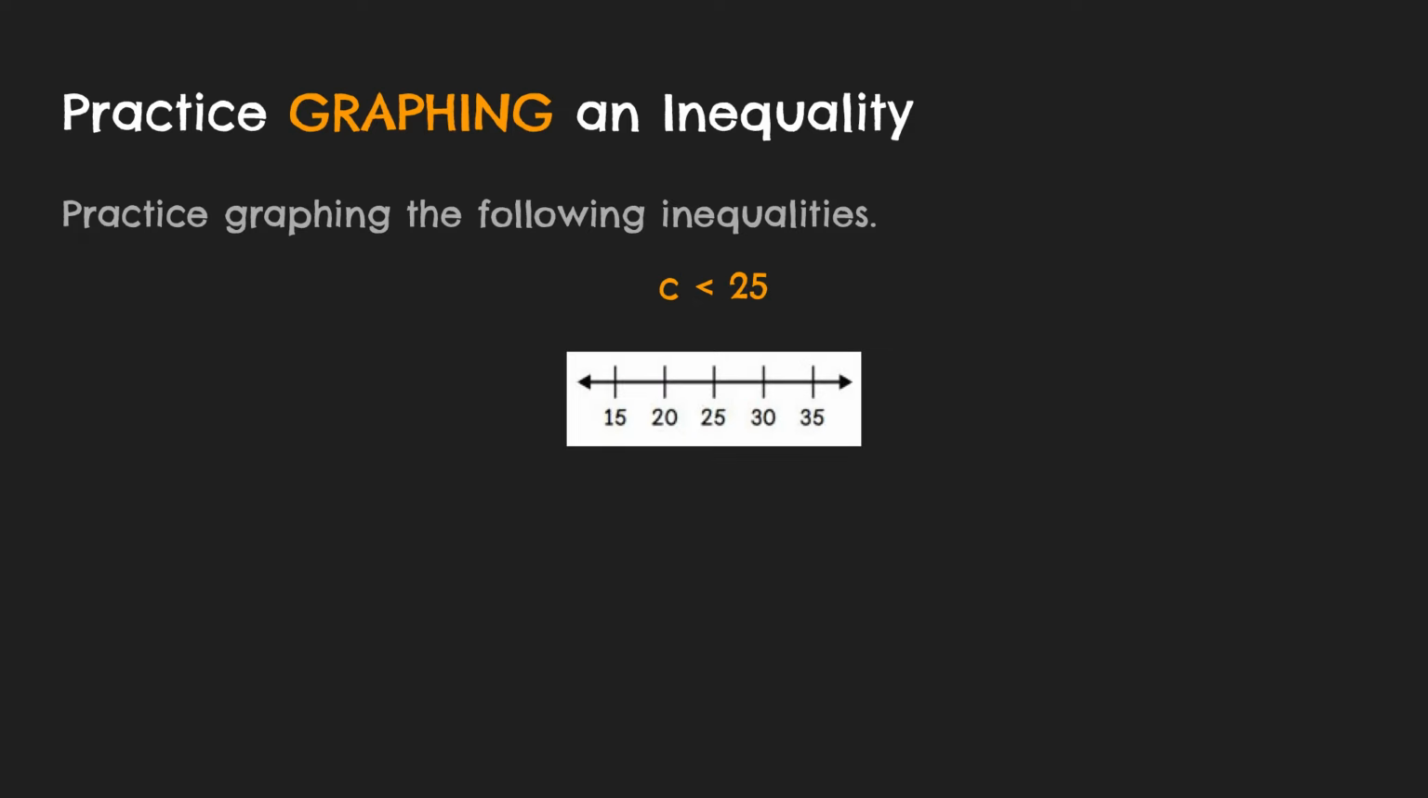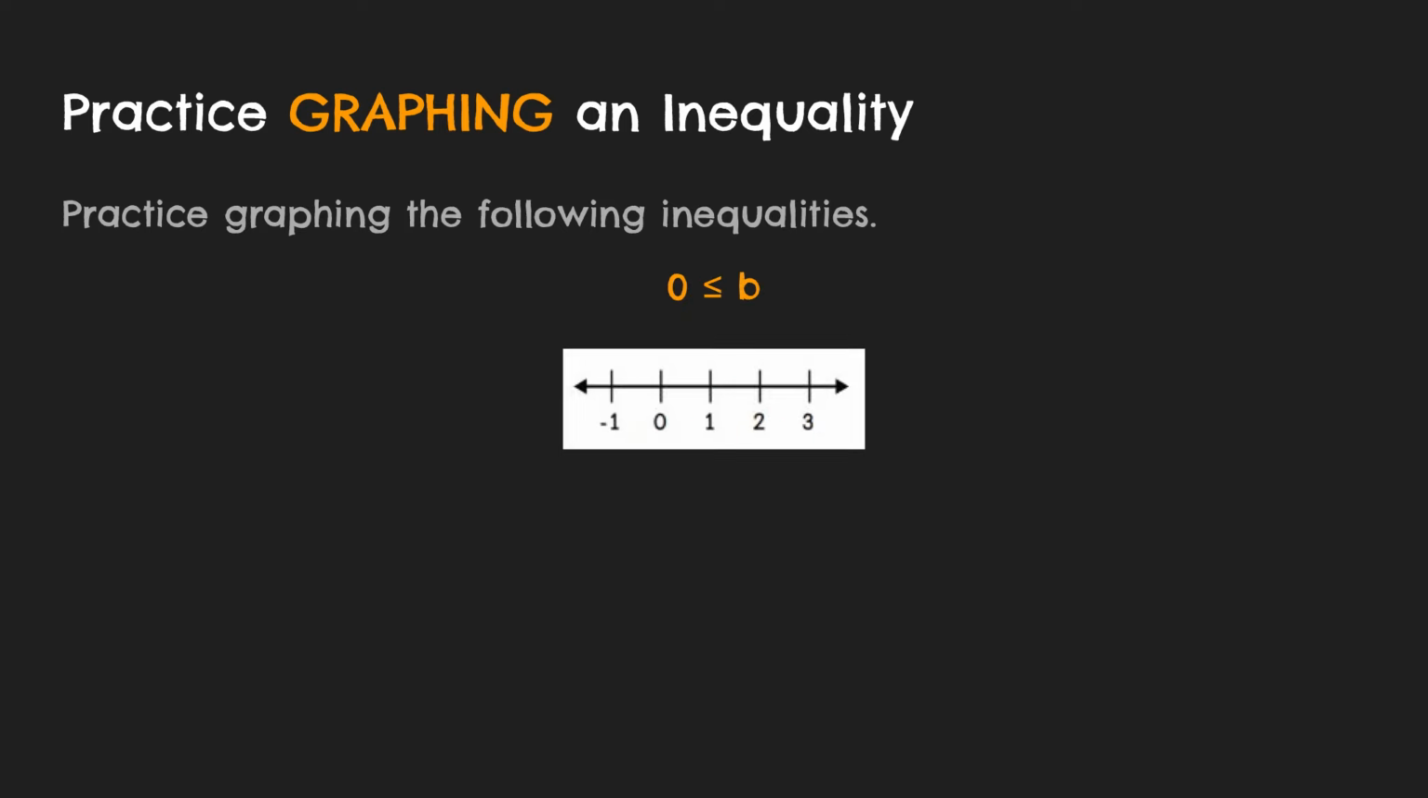All right, C is less than 25. So again, I'm going to have an open dot, and I'm going to color everything to the left. That means C could be anything that's less than 25. It could be 20, 15, 24.5, whatever, but it can't be 25, but it can be anything less than that.